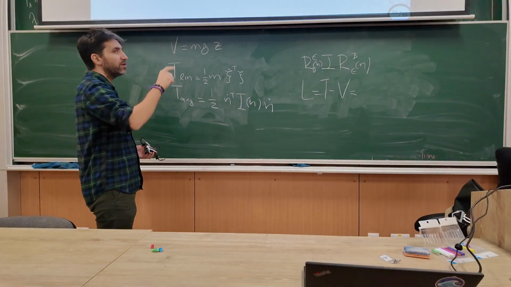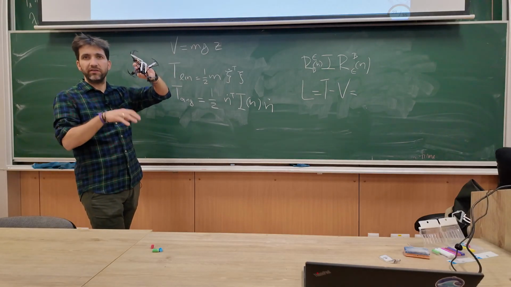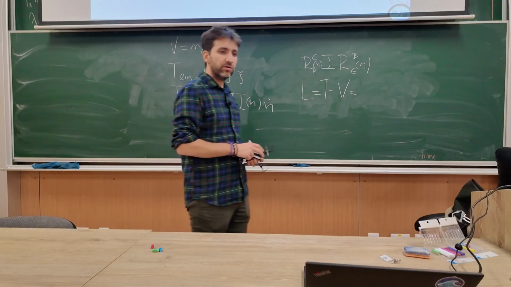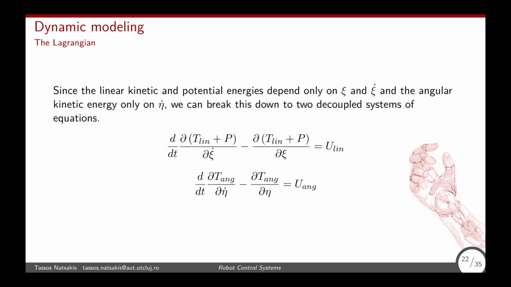And if you remember, this was equal to the inputs of the system. I will eventually split it into the linear part and the angular part. So here I will have the derivatives with x will be equal to the linear part, and derivatives with eta will be equal to the angular part. So I will have basically this one. So I have the derivative of x dot and x equal to the linear part and eta.